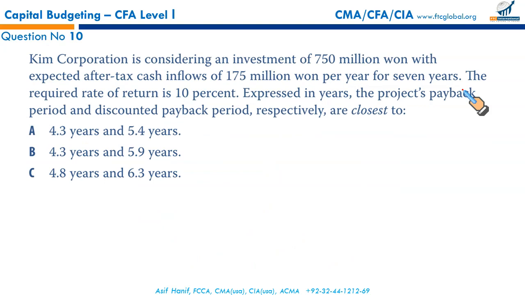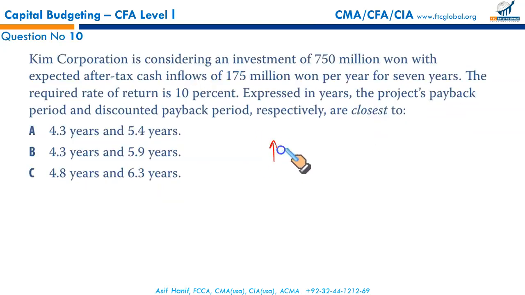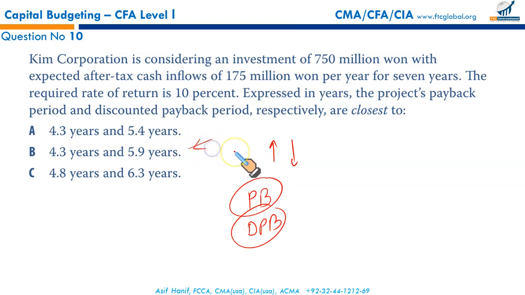Next, Kim Corporation is considering an investment. I think it's the same repetition of the same question. You have the numbers on your system. You will simply move the arrow key up or down. You will be able to calculate the payback period as well as the discounted payback period. If you don't want to use it, calculation of payback and discounted payback is very easy. It's not some exact science, so you can calculate it accordingly using your simple BA II Plus calculator. B.